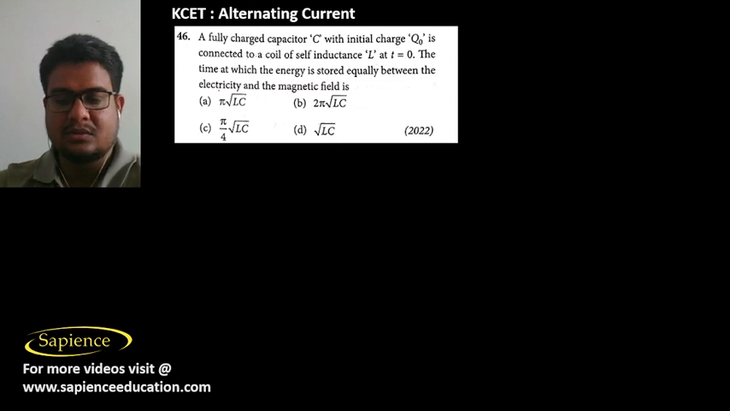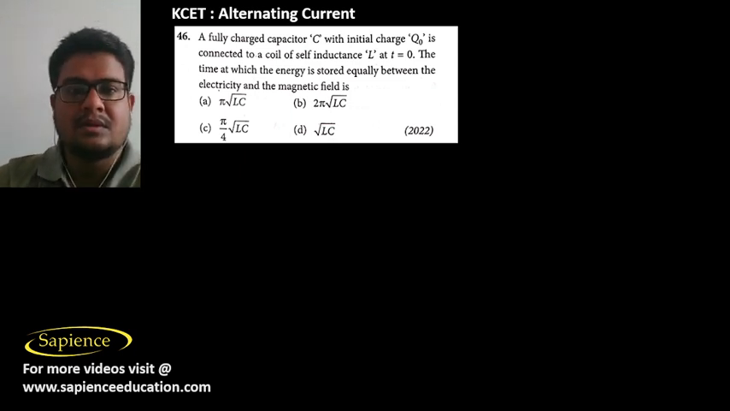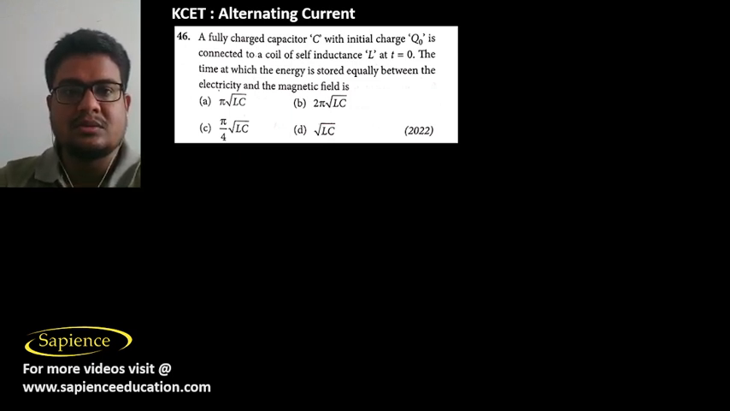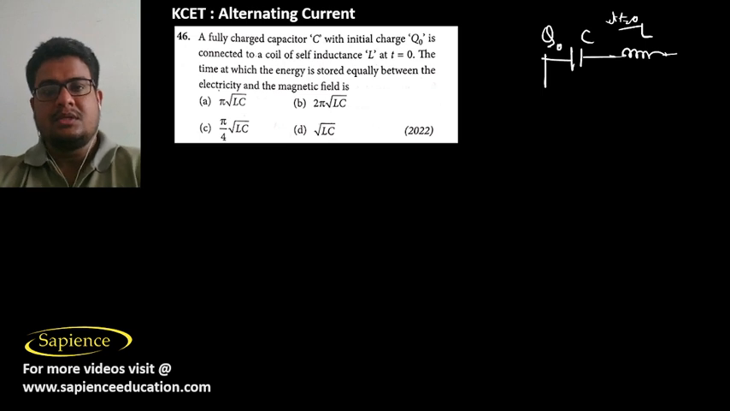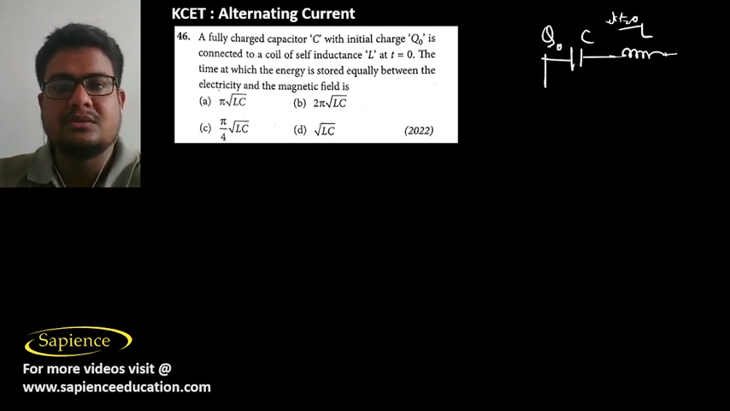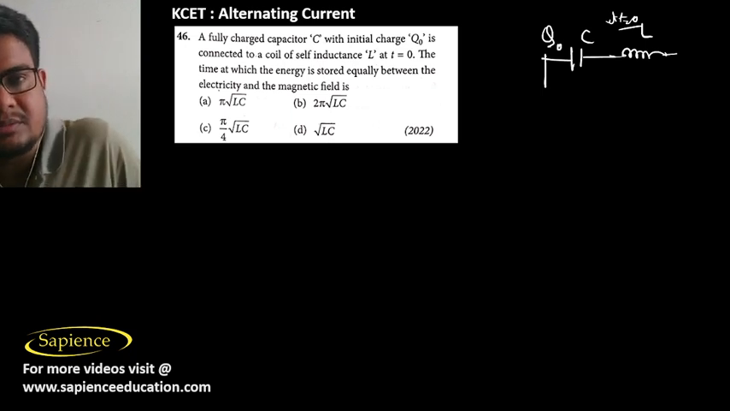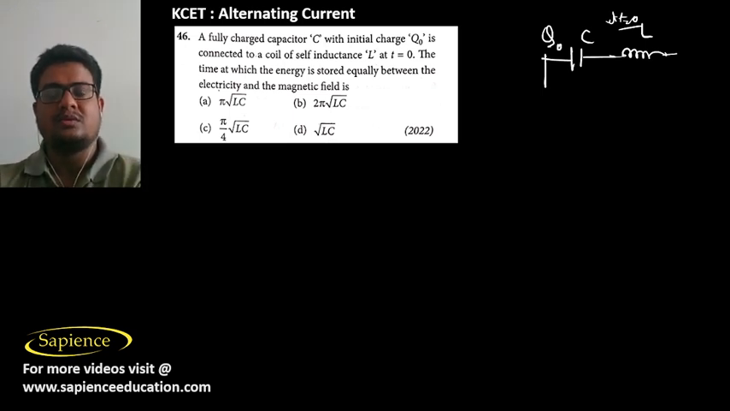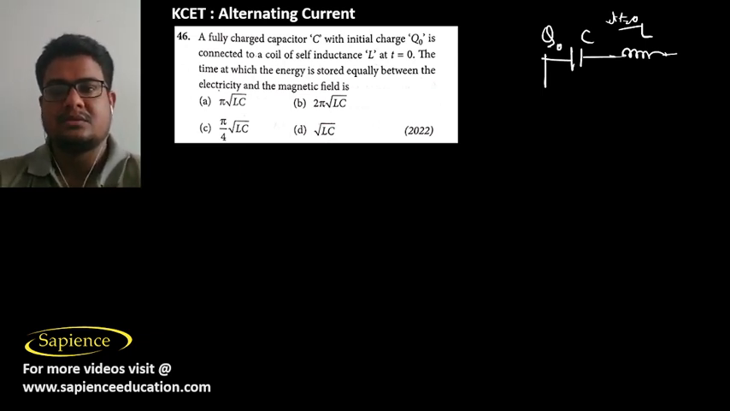Question number 46, it is told that a fully charged capacitor C with initial charge Q0 is connected to a coil of self-inductance L. At time t equal to..., the time at which the energy is stored equally between the electric and the magnetic field.